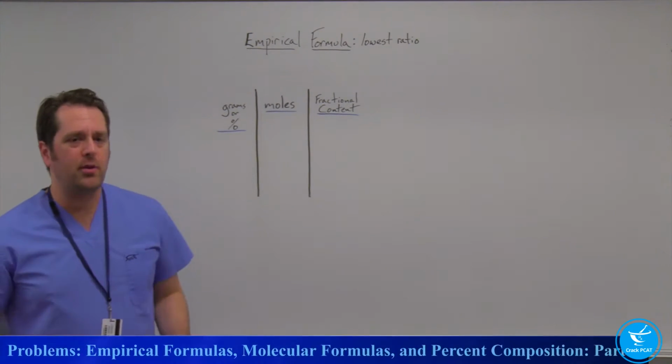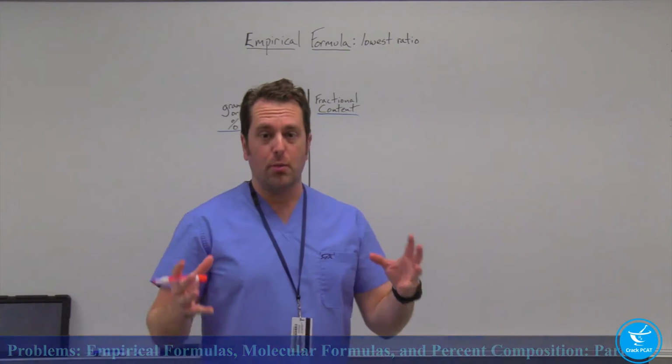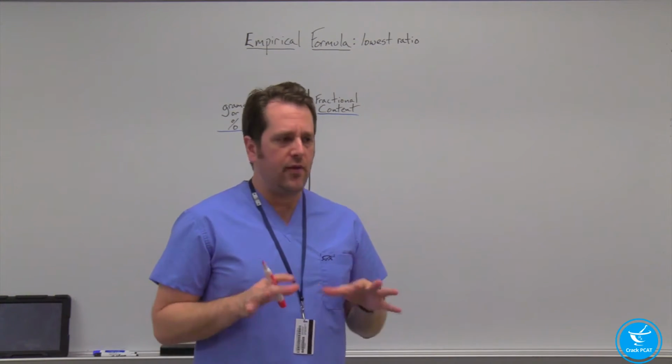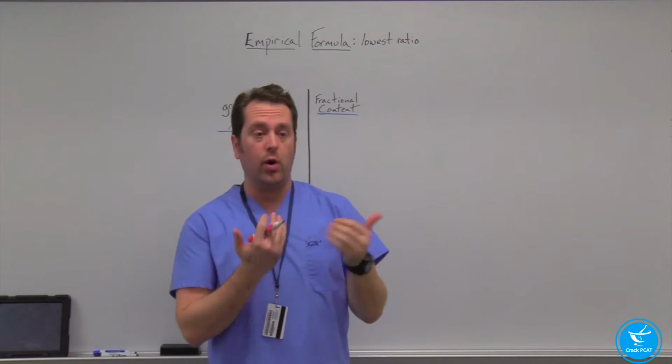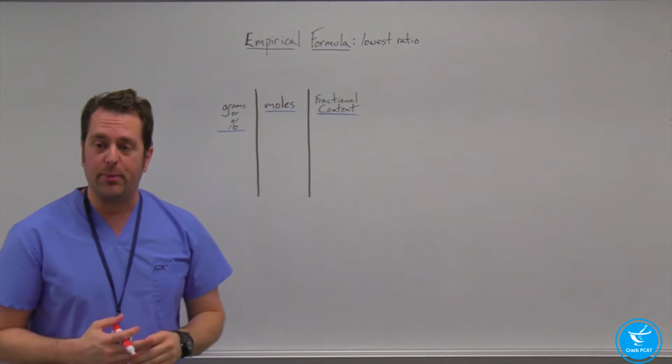So empirical formulas, what they represent really is a much larger molecular formula, but they're really scaled down. In fact, empirical formulas represent the lowest ratio of elements to one another. So how do we go about figuring out empirical formulas?